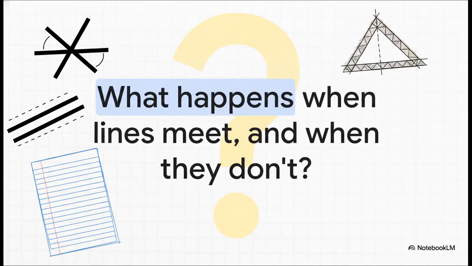So let's kick things off with a pretty fundamental question. What happens when lines meet on a flat surface? And maybe more interestingly, what happens when they don't? It sounds almost like a philosophical riddle, right? But the answers to this actually unlock these beautiful, highly predictable patterns that govern everything from the piece of paper on your desk to the massive architectural structures outside your window.